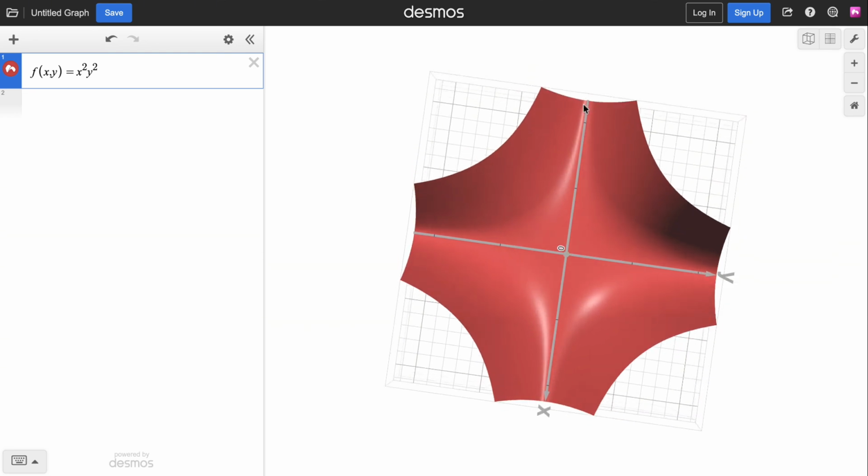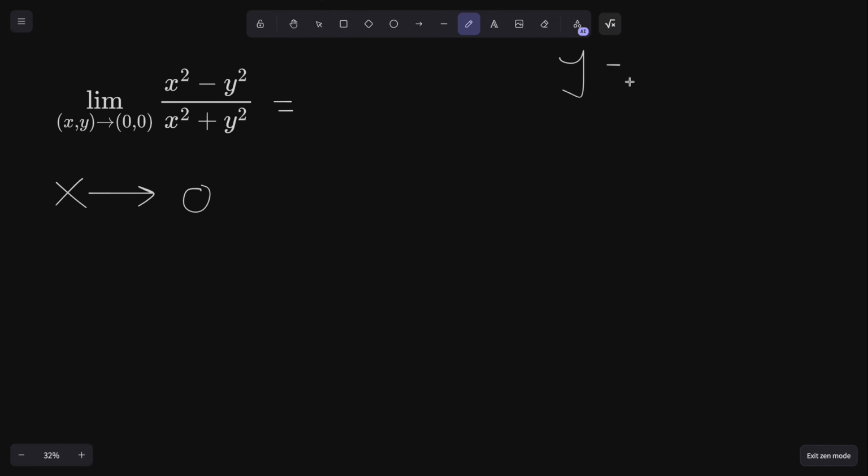Or I can set the x value to be a constant, like x is equal to 0, and I just let the y value approach 0, like that. Or I can approach along the line y is equal to x, or y is equal to negative x. So these are not all the different ways, but just some ways that you can approach a function to try and see if the limit does not exist. So you can approach along y is equal to 0, x is equal to 0, y is equal to x, y is equal to negative x.